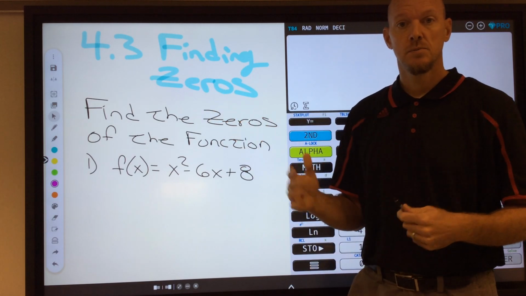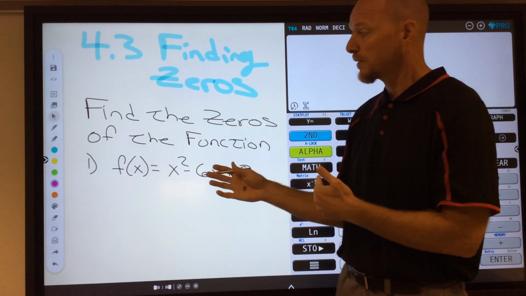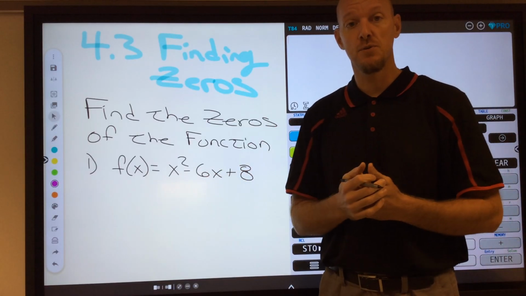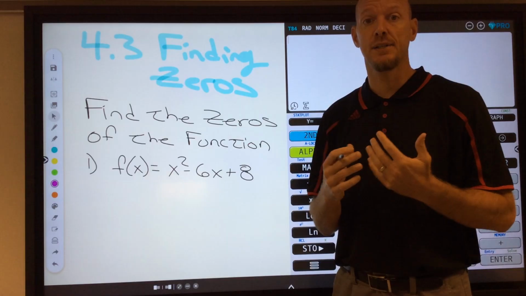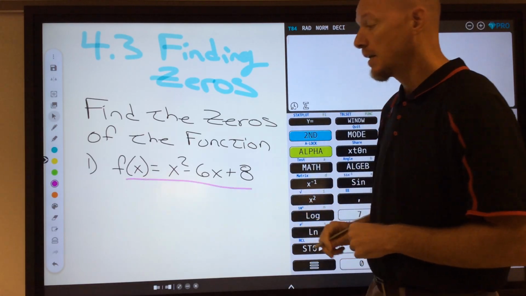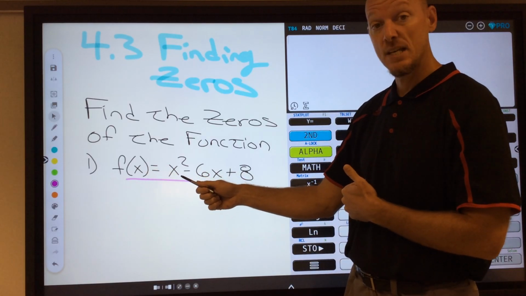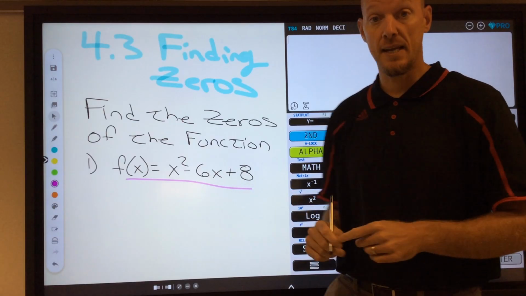Finding zeros. What are zeros? Before we go ahead and take a look at this first example, let's dive into what zeros of a function actually are. And to do that, we're going to use our first example here, such that we have the function f of x equal to x squared minus 6x plus 8.